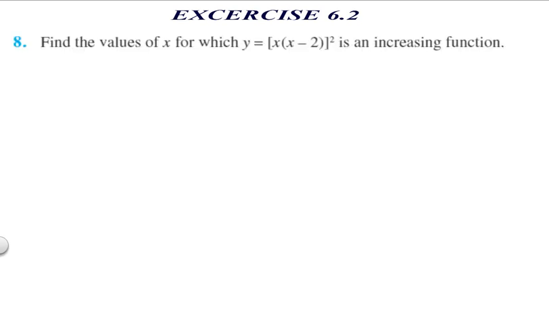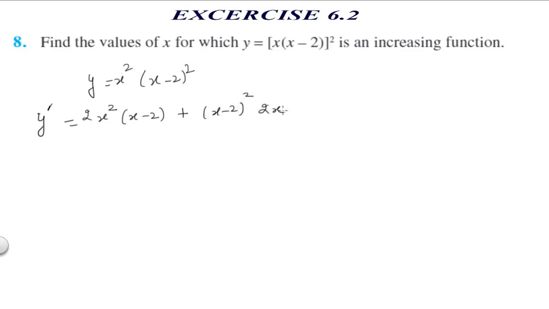This is question number 8 of exercise 6.2. The function given is y equals, I can separate the powers and write it as x square into x minus 2 whole square. So we have to check whether it is an increasing function. Let us differentiate it. So what will be y dash equal to? X square as it is, differentiation of x minus 2 whole square will be 2 into x minus 2. Then plus x minus 2 whole square as it is, differentiation of x square is 2x.